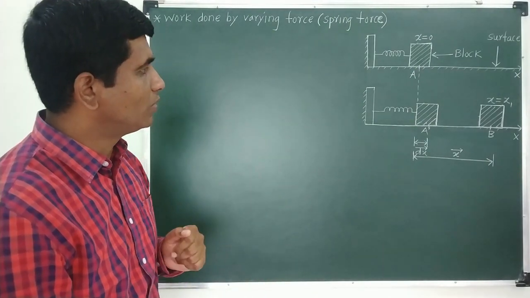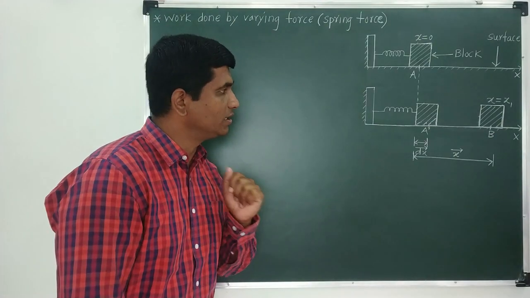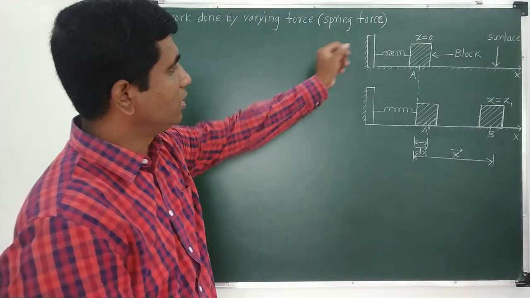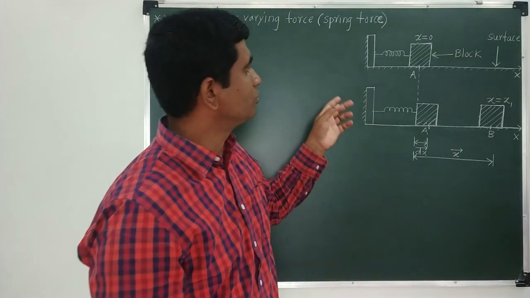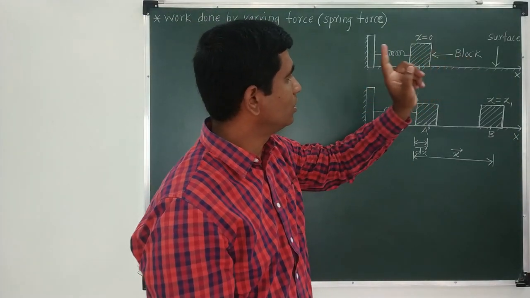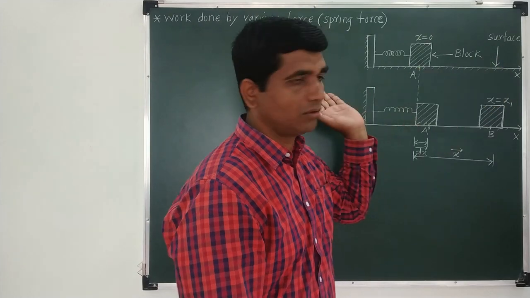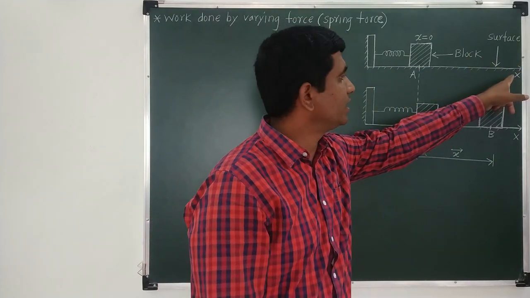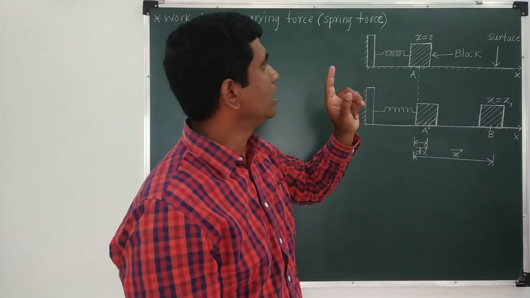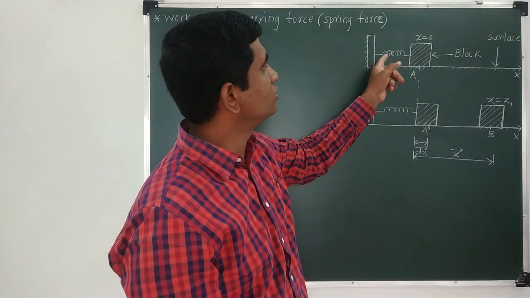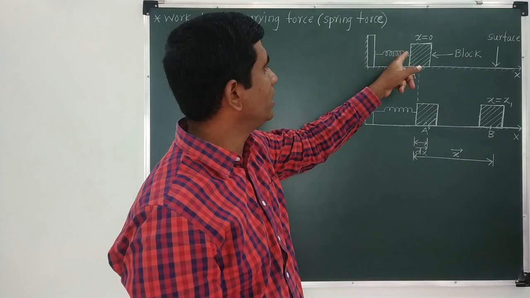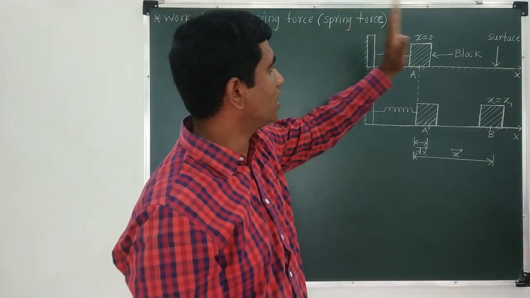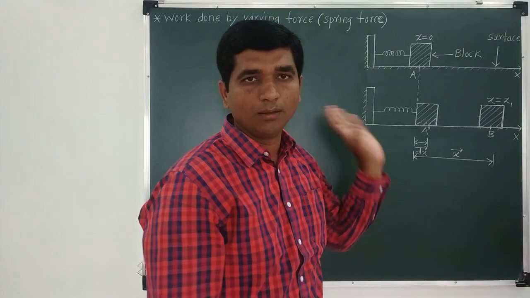For this arrangement, I have shown you two diagrams over here. If you carefully look at these diagrams, you can see there is one block which is kept on a horizontal surface. This horizontal surface I am taking as the x-axis. This block is attached to a spring, and one end of the spring is attached to the fixed vertical surface, and the other end of the spring is attached to the block.